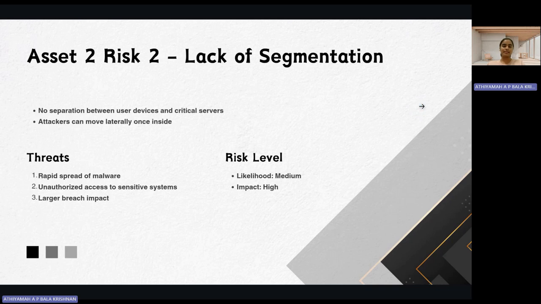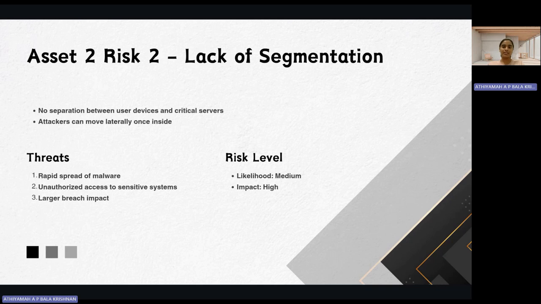The second risk is the lack of network segmentation. This means the internal network is flat with no separation between different departments, systems, or data types. In a flat network, all devices are essentially connected on the same level without barriers to limit access. If an attacker gets into one device, they can move laterally to other systems with little resistance.